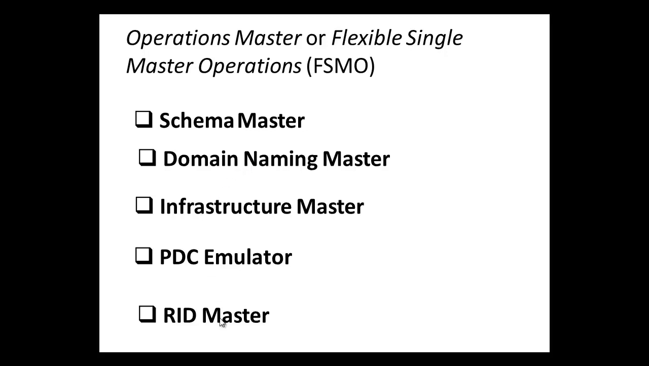The other 3, the Infrastructure Master, the PDC Emulator, and the RID Master, can be in every domain. So in every domain, you will have an Infrastructure Master, a PDC Emulator, and a RID Master. But only the 2, Schema Master and Domain Naming Master, are forest-wide, and you can only have one of them per forest.